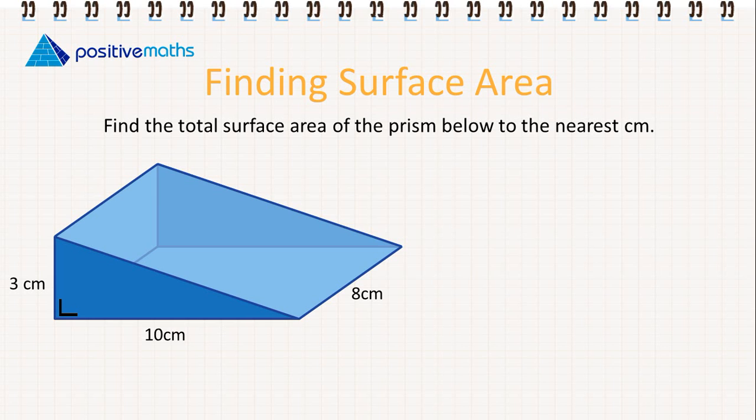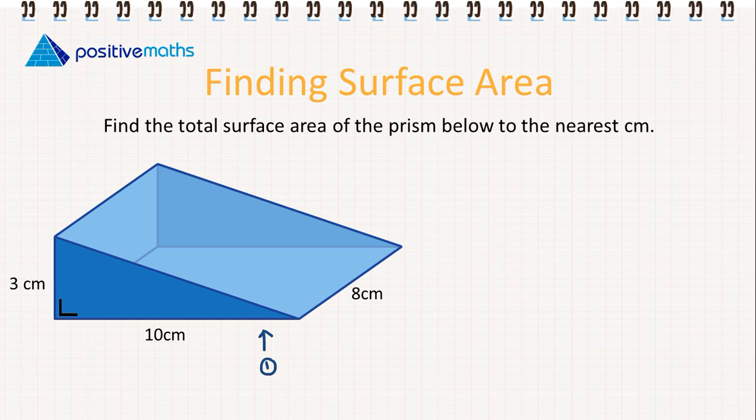Okay, now we're going to work on finding the surface area. We want to find the total surface area of the prism below to the nearest centimeter. So what's important here is that we don't forget any of the sides. So we're going to identify them.